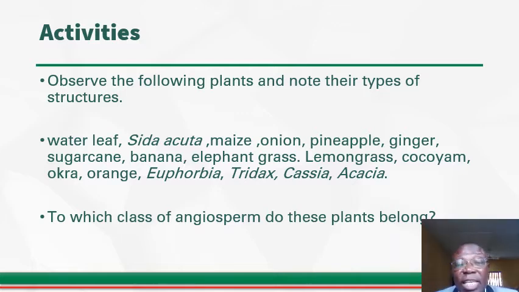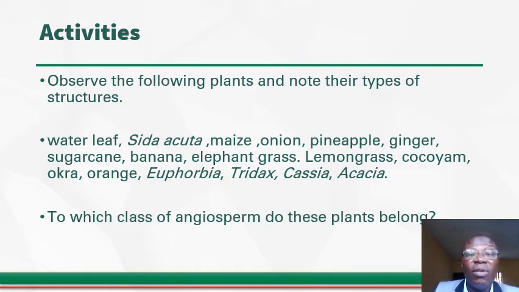Based on the list that we have now, try to classify them into what they belong to. To which class of angiosperm does each plant belong? Are they dicot or monocot? Classify all these plants into either monocot or dicot. So that is the activity.